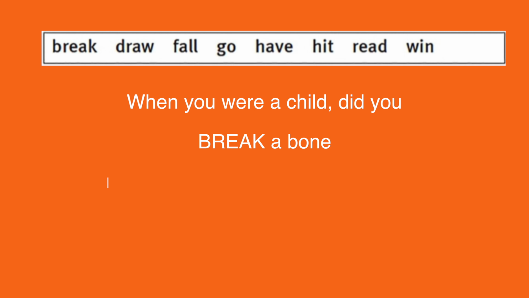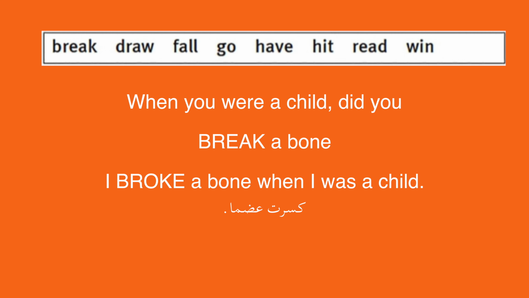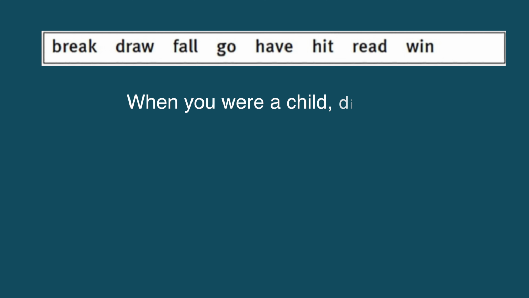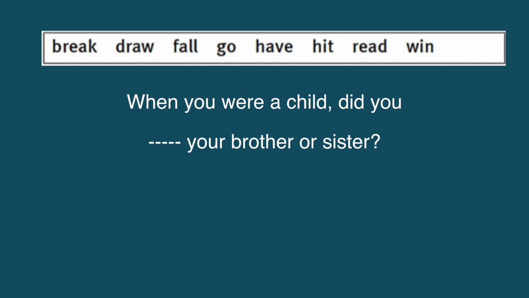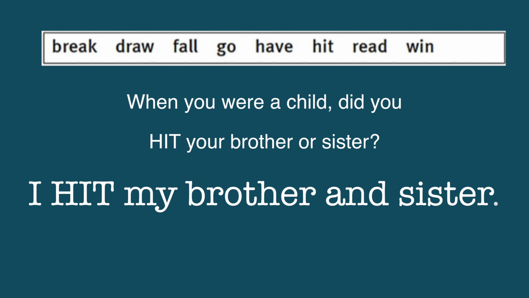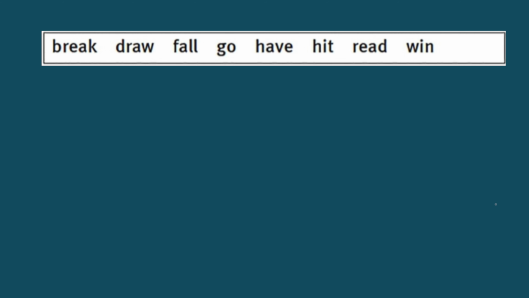Break a bone. Did you break a bone? I broke a bone when I was a child. I broke a bone. It's my little finger bone. When you were a child, did you your brother or sister? So probably the right answer to that is hit. Did you hit? And the answer is I hit my little brother or sister. Of course, we're always fighting with each other.